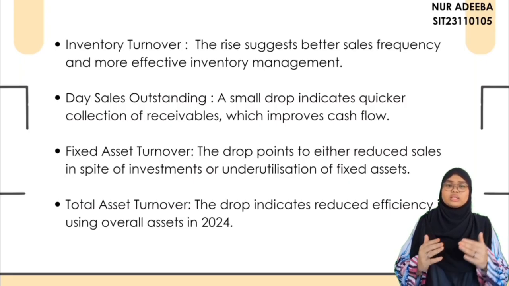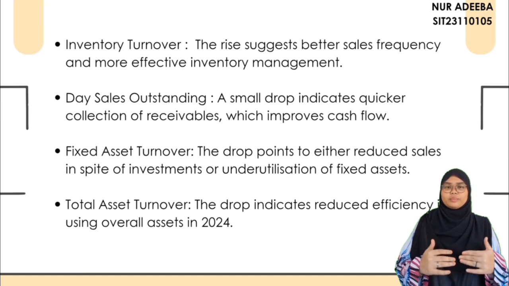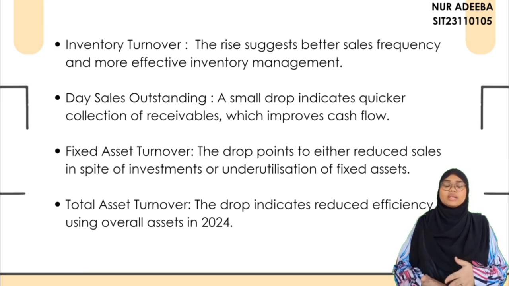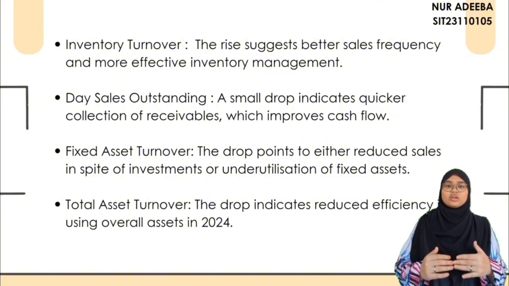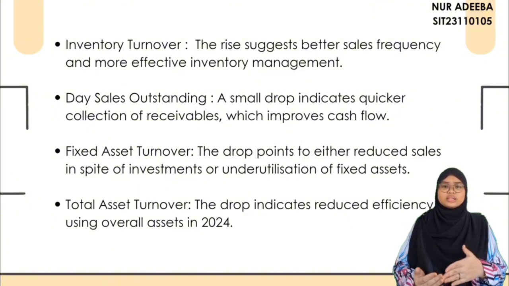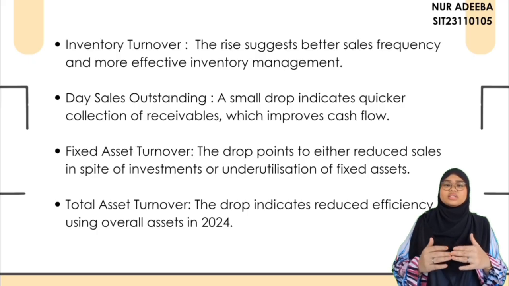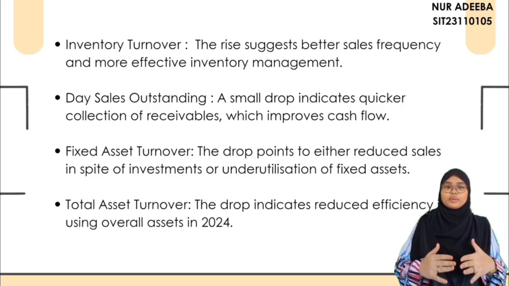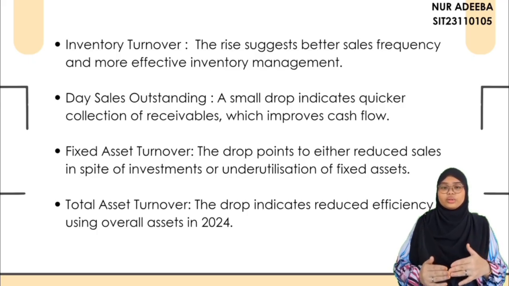Firstly, Dura Ltd has shown better inventory management as the company was able to sell its stock more efficiently throughout the year. This reflects improved demand forecasting and a more streamlined supply chain. Secondly, there is a slight improvement in the collection of receivables, as the company managed to shorten the time taken to receive payment from customers. This supports better cash flow and credit control.